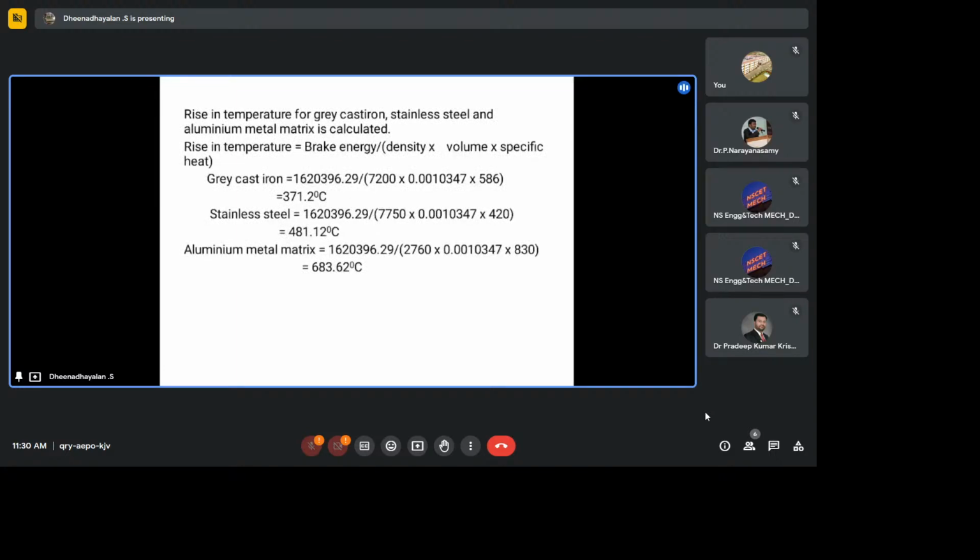The heat, the rise in temperature the materials withstand, is measured. Gray cast iron 371.2 degrees Celsius, stainless steel 48.12 degrees Celsius, aluminum metal matrix 680.62 degrees Celsius. So aluminum metal matrix is a better material compared to gray cast iron.